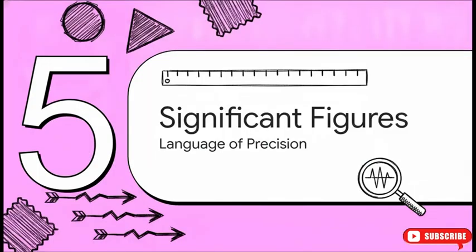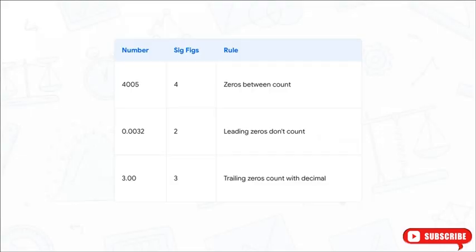And finally, Section 5, mastering significant figures, the language of precision. Moving into our final section, we absolutely must understand that significant figures, or sig figs as everyone calls them, are not just some annoying formatting trick that science teachers force you to do. They are actually the critical language that signals the quality and the uncertainty of your measurement to the rest of the world.